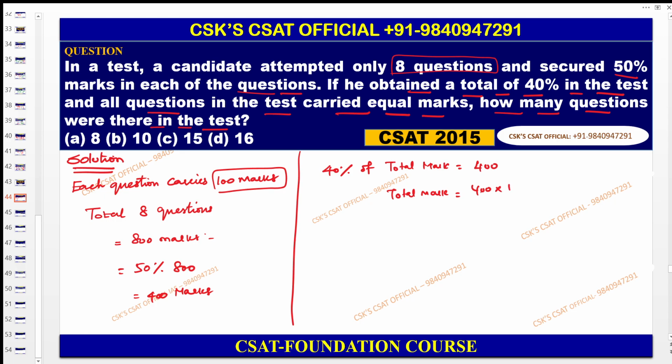Then the total mark is equal to 400 into 100 by 40. So just we are bringing it towards the RHS. After bringing towards the RHS, just cancel this one. 10. So therefore 1000. So then we need to find out the total number of questions. Total number of questions here is equal to total mark here, 1000, divided by maximum mark here, 100. Cancel this one. So therefore total number of questions is 10.